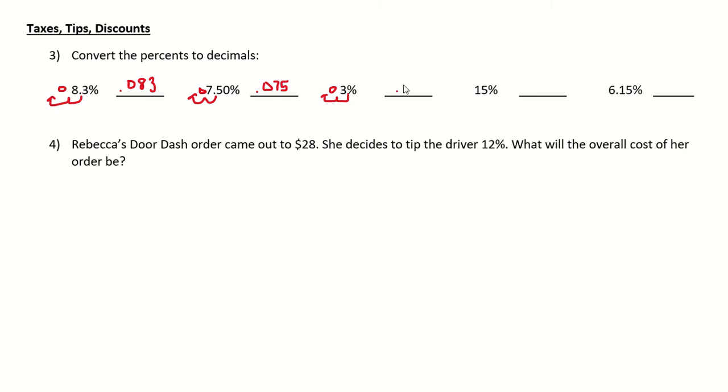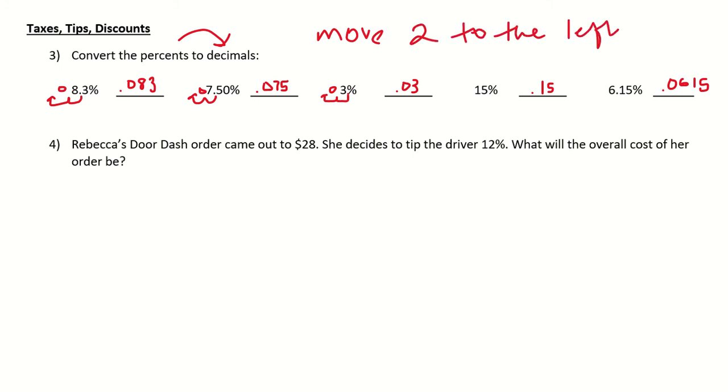This is 0.03. This one's going to be 0.15. This one's going to be 0.0615. Okay, I would keep this handy. Maybe on your test you're going to see possibly some of these exact percents, and you might already have this. But the rule is basically from going from percents to decimals, you're going to move the decimal 2 to the left. That's the rule.